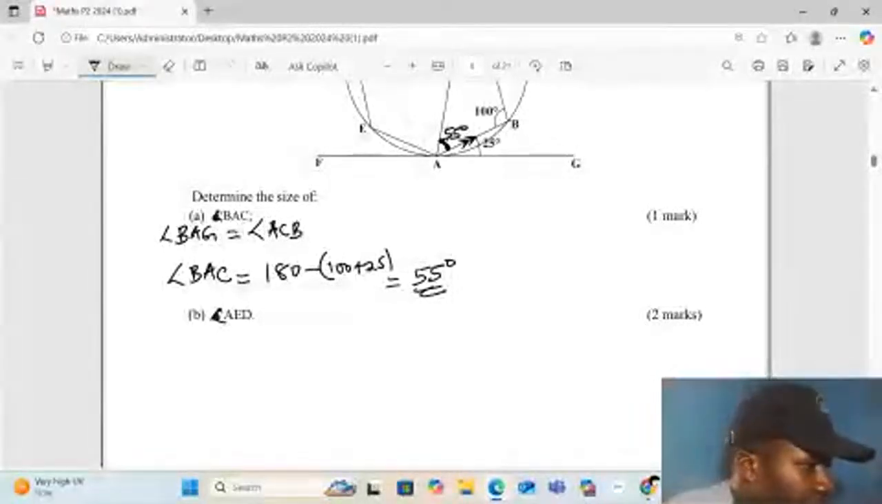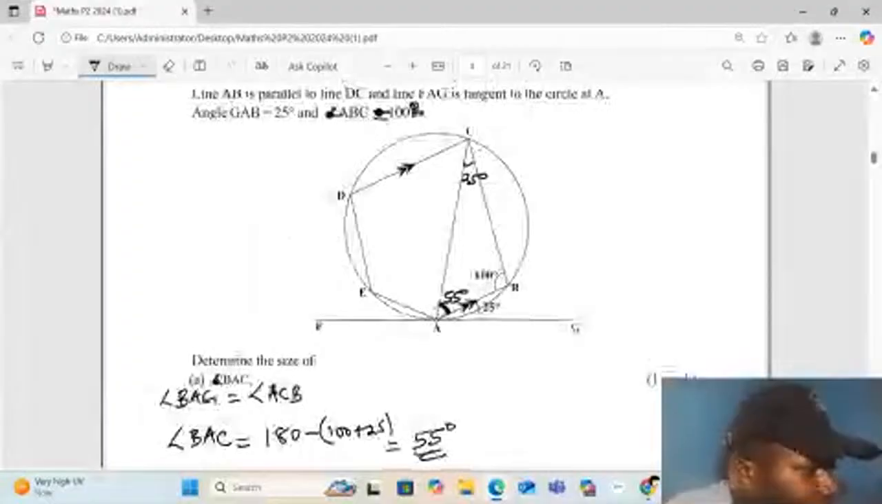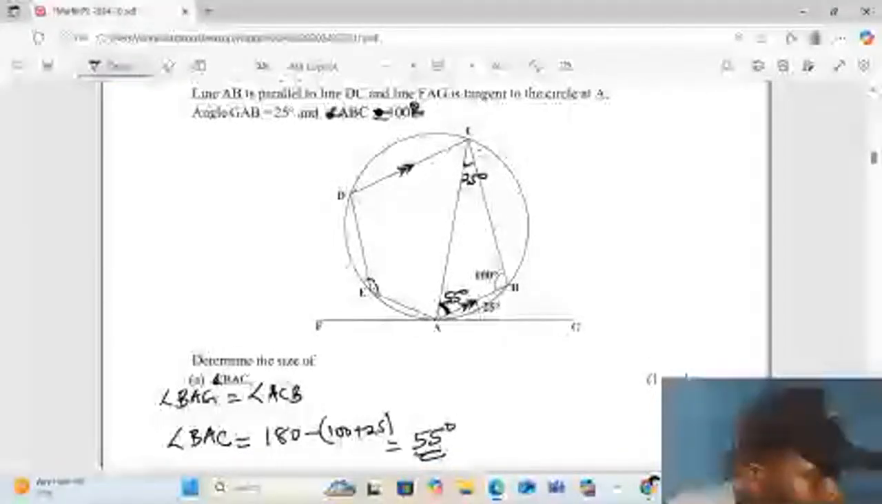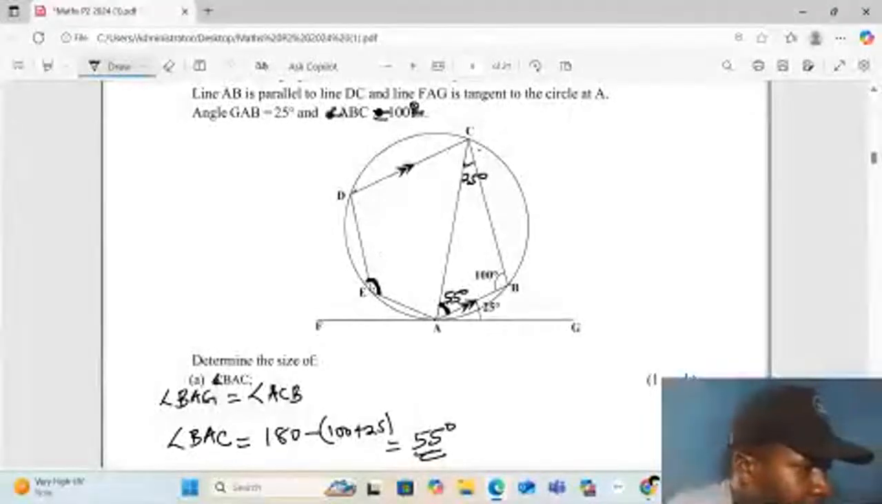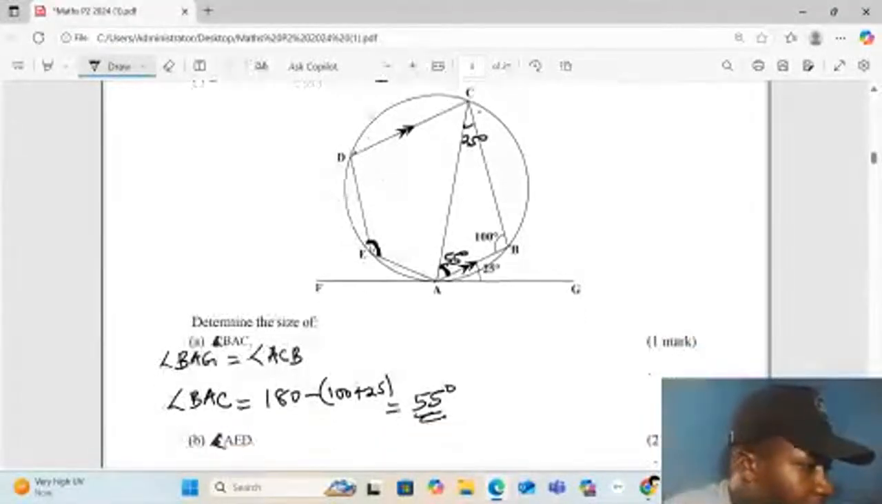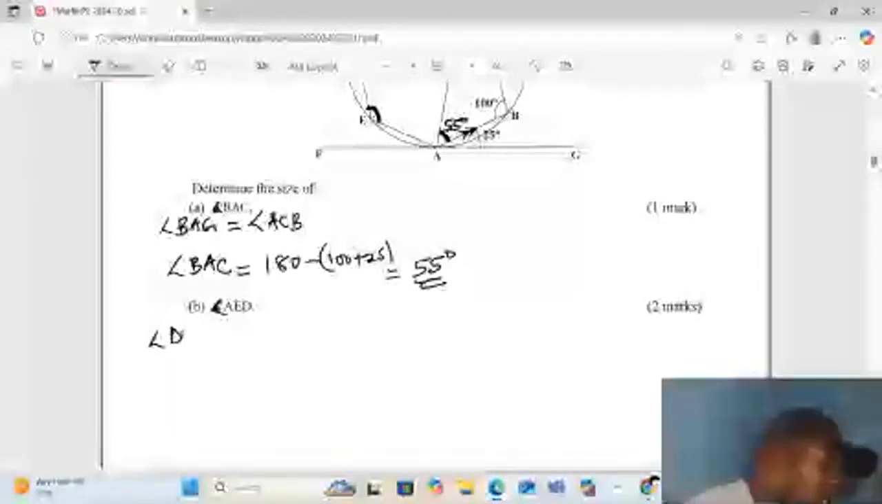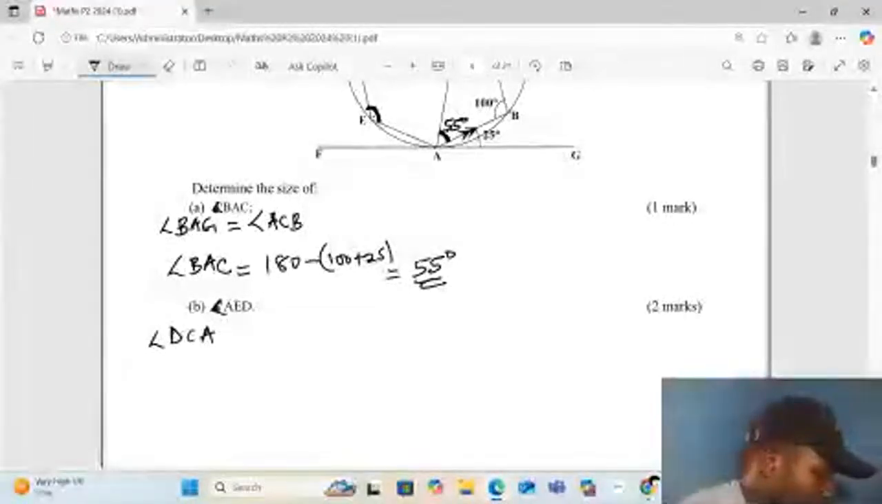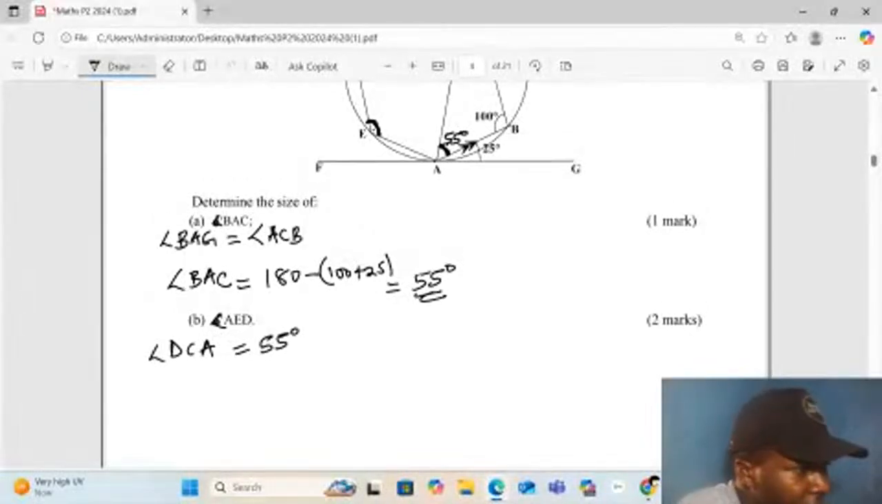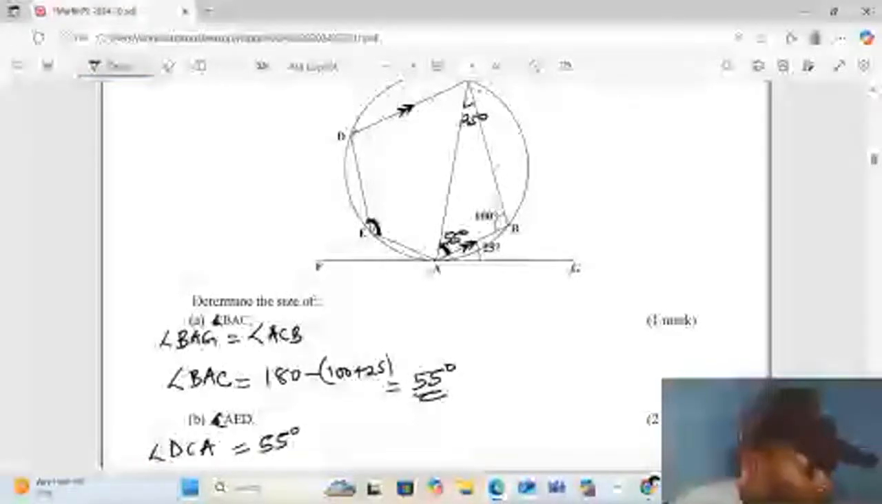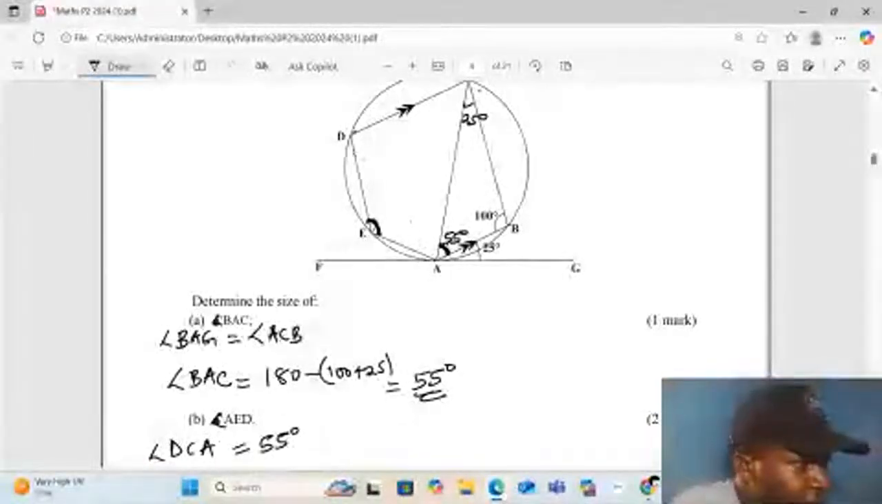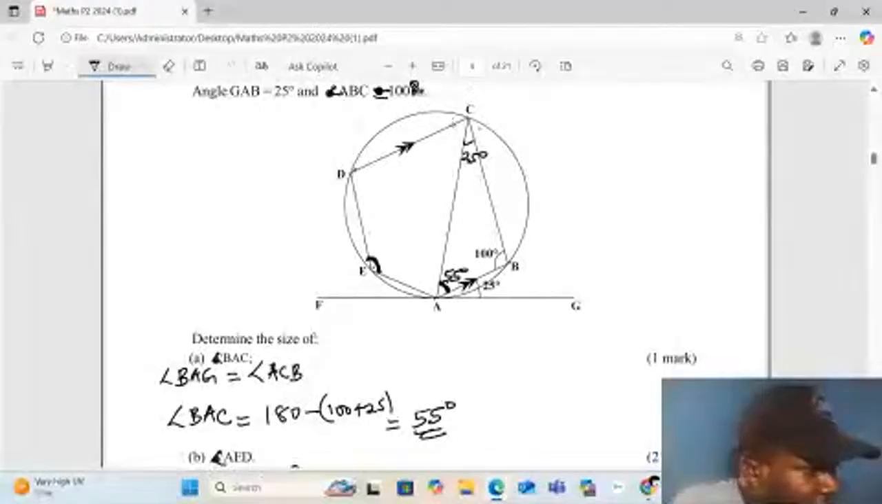AED. This is the angle they are asking for. Now, remember, angle DCA is equal to 55 degrees. Why? Angle DCA, this angle is 55 degrees.